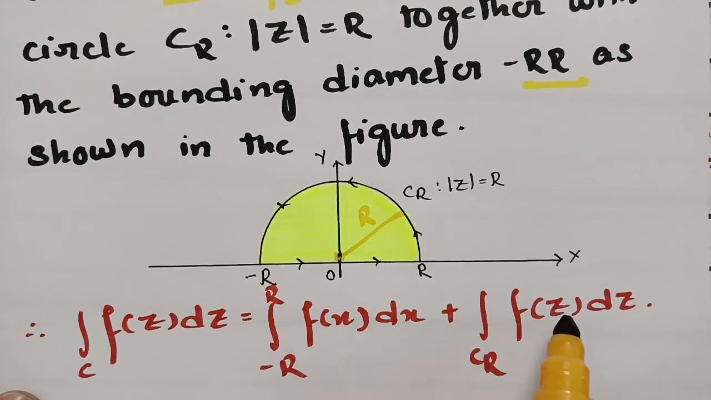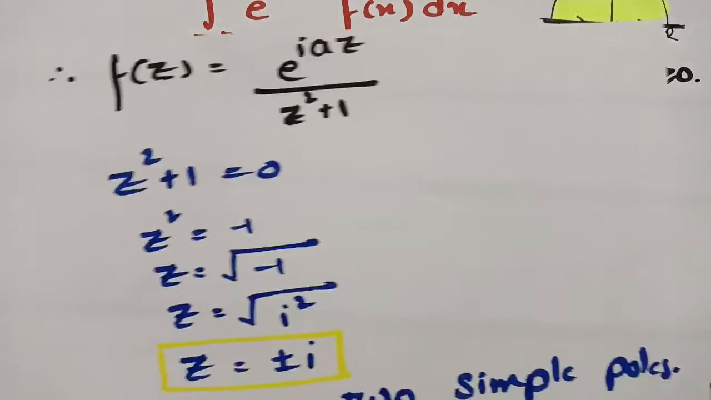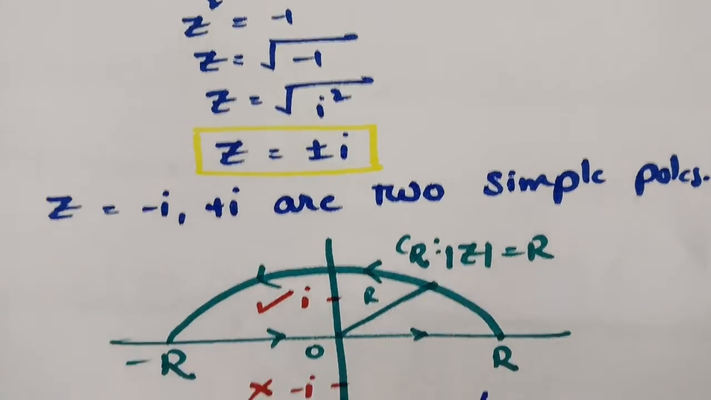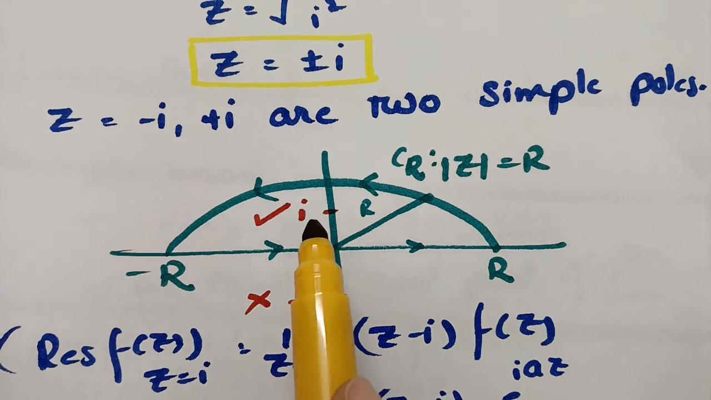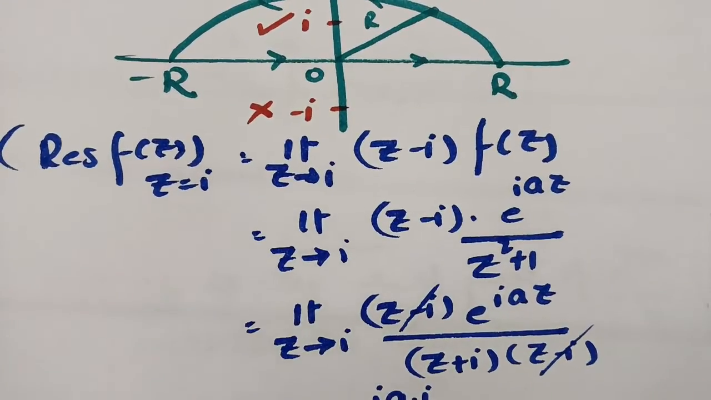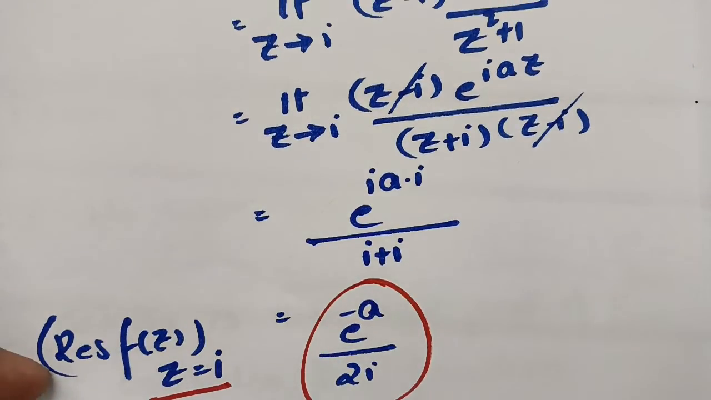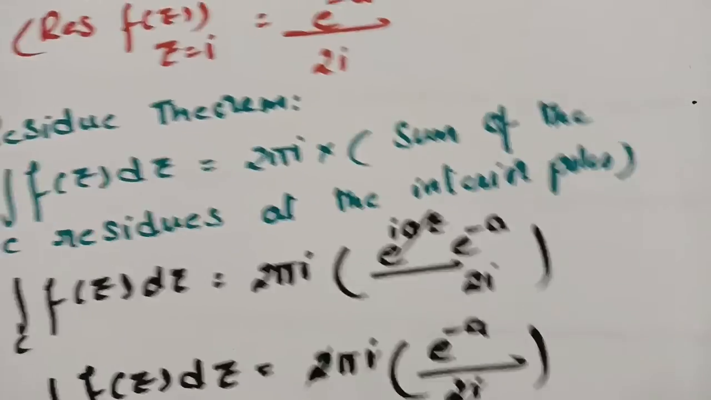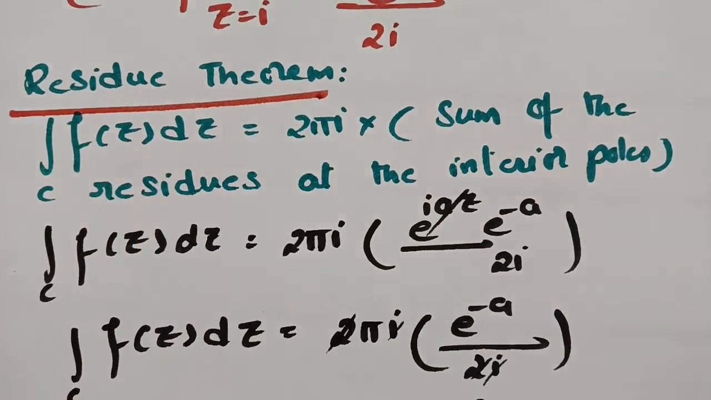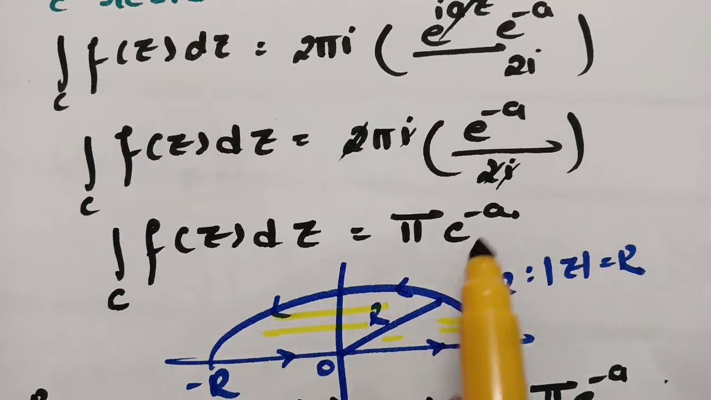The contour is split into two parts, and the next thing is we have to find the poles. After finding the poles, we got two simple poles, plus i and minus i. Plus i lies within the contour and minus i lies outside the contour, and this is how we find the residue for the interior pole. So this is the residue value for the interior pole, and after finding the residue we apply it in the residue theorem. So this is 2πi times the residue value. So we got this one.